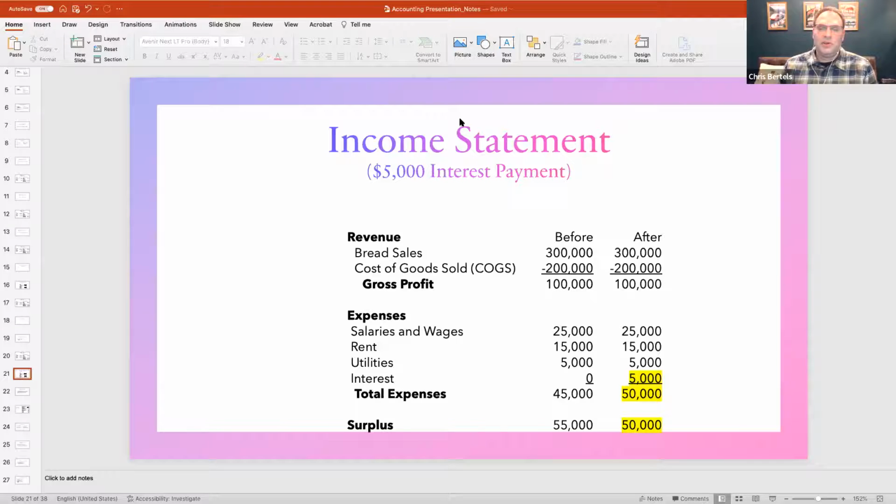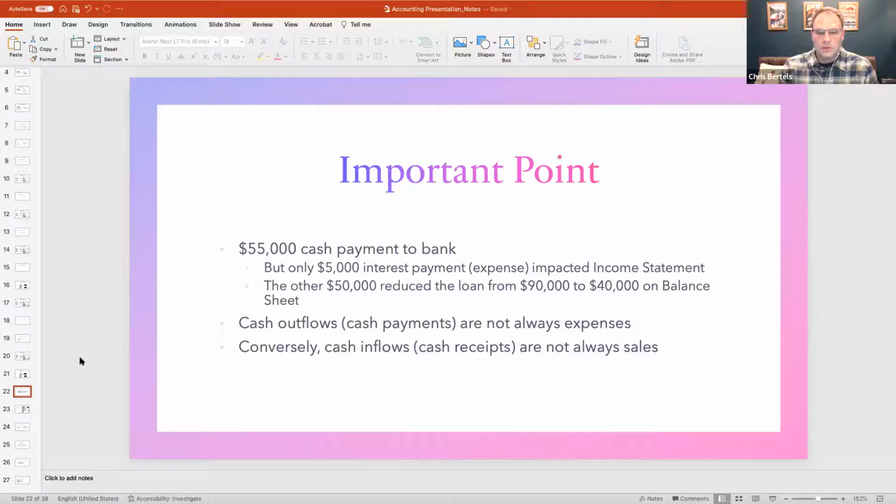And the way I would think about that is, on the balance sheet, you have to show that the balance of the loan went down. Okay, this is basically what I just said. It's really important to understand that just because you're paying cash out to another party, that doesn't mean it's an expense that's going to show on the income statement. I mean, most of the time it probably will, but it's not the case that it always will.